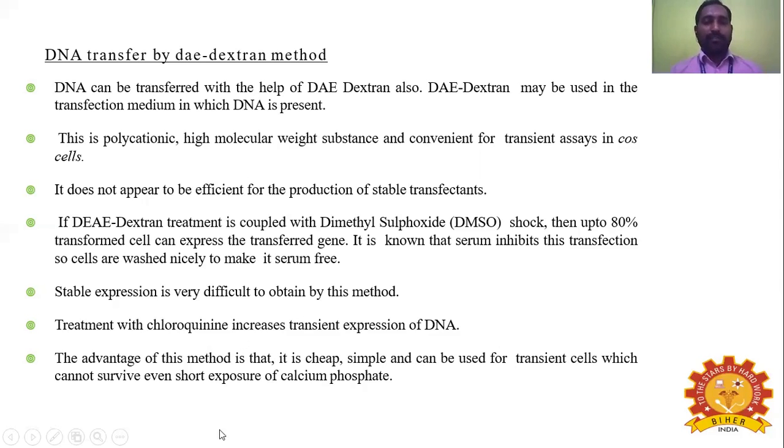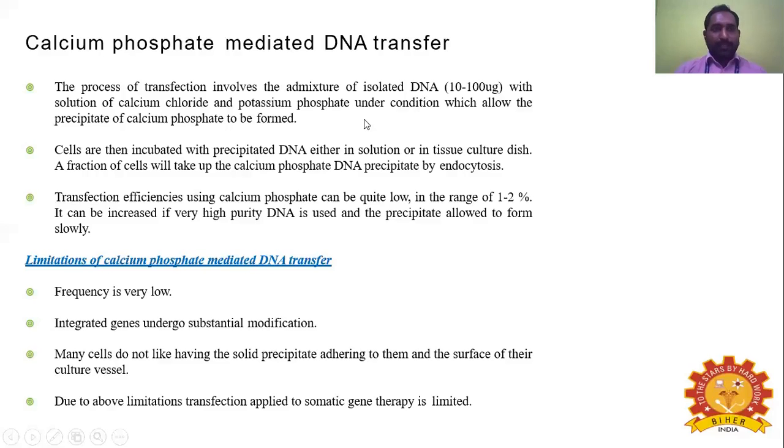The advantage of this method is that it is very cheap and simple, and it can be used for transient cells which can't survive even a sharp exposure to calcium phosphate. Next method we have is calcium phosphate mediated gene transfer.